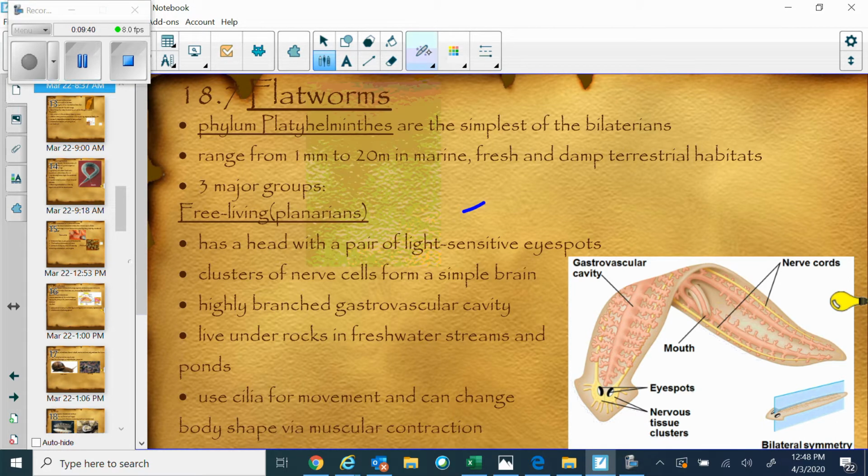I'm pretty sure I said free living or one of the forms of planarians. So, a head, as you see here, a pair of eyes, eye spots. These are all important characteristics. We're becoming a little bit more complex here, right? Nerve cells forming a simple brain, gastrovascular cavity, right? This is really good for diffusion of molecules, right? But what the hell is this? There's a mouth midships. There's literally a mouth on its belly.